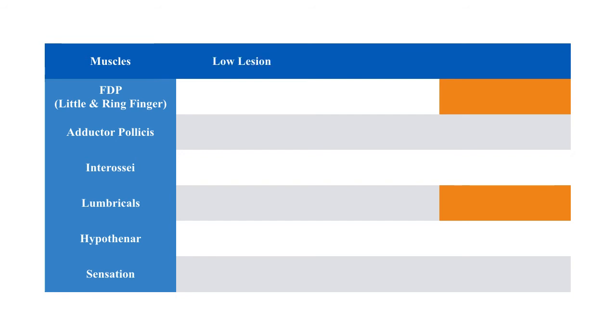Now, in a low lesion, that is lesion below the forearm, we know that all the muscles which are supplied by ulnar nerve in the hand will be absent, whereas the flexor digitorum profundus of the little and ring finger will be present because the branch for this is provided in the region of elbow itself.